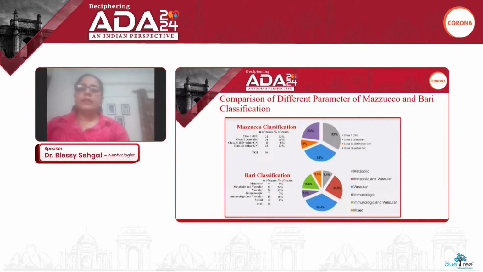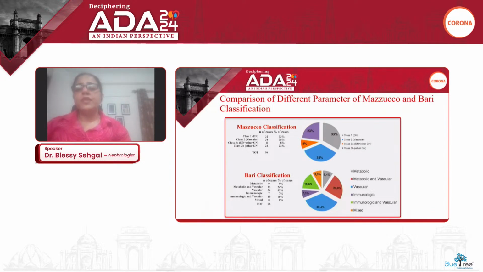Going on to this data from the Mazzucco classification, what they found was that out of the 390 biopsies, about 35% had non-diabetic disease as the cause of CKD. 33% had diabetic kidney disease as well as non-diabetic kidney disease, whereas 23%, almost one-fourth of the patients, had other immunological diseases as the cause of renal failure, even in diabetics.